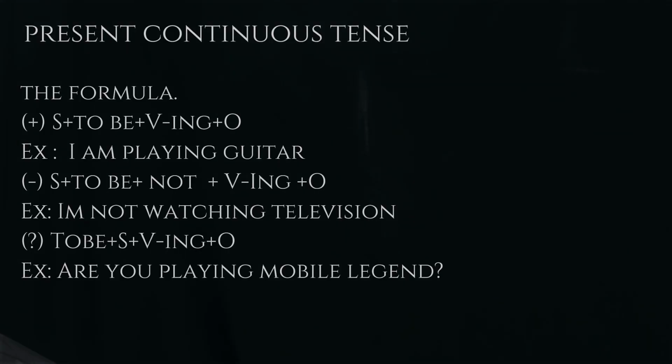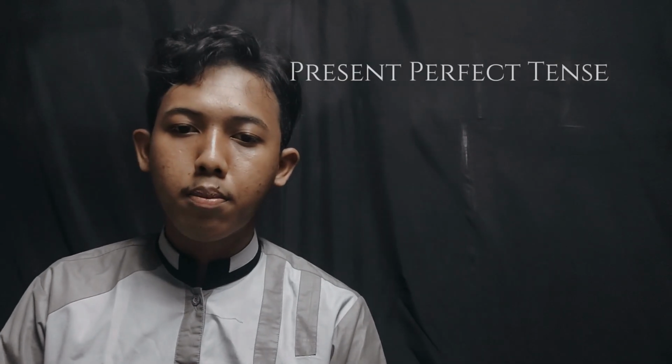Okay, next, negative sentence. Subject plus to be plus not plus verb ing plus object. For example, I'm not watching television. Okay, next is interrogative sentence. It is to be plus subject plus verb ing plus object. For example, are you playing Mobile Legend? Yeah, maybe that's all in the present continuous tense.